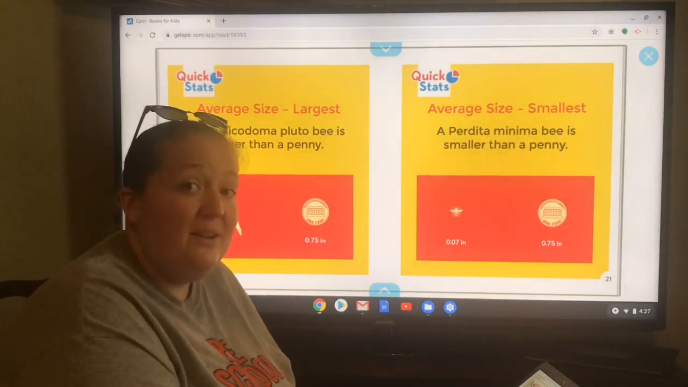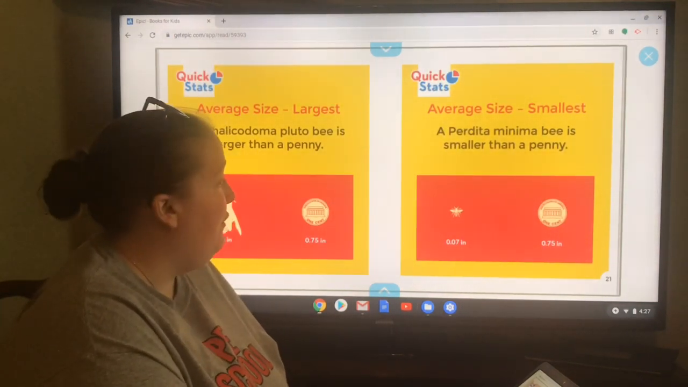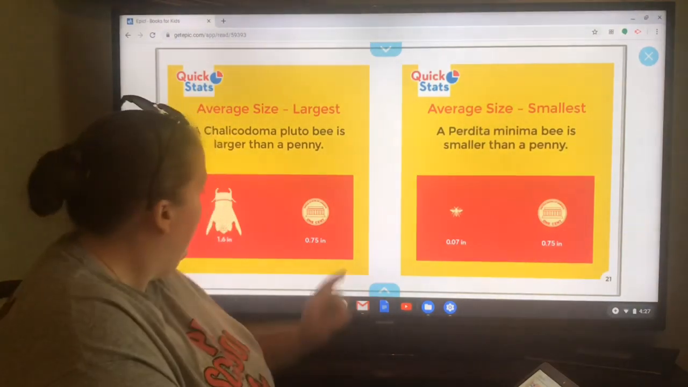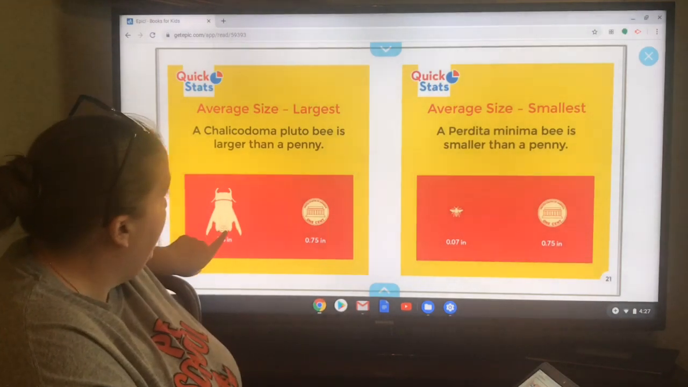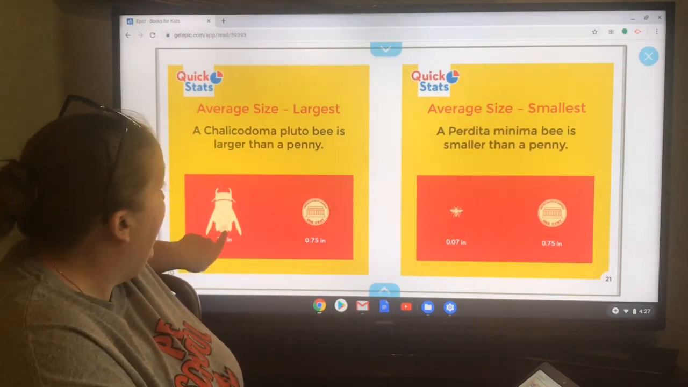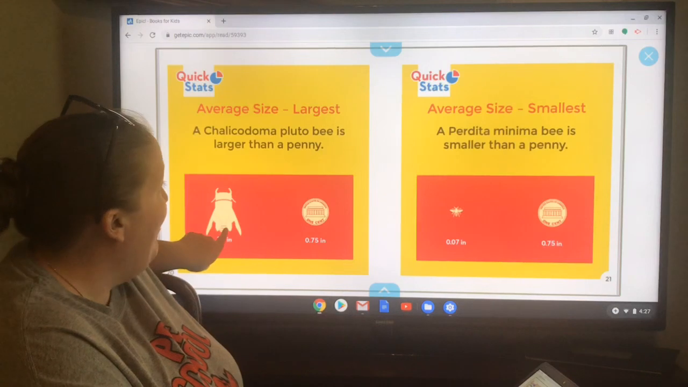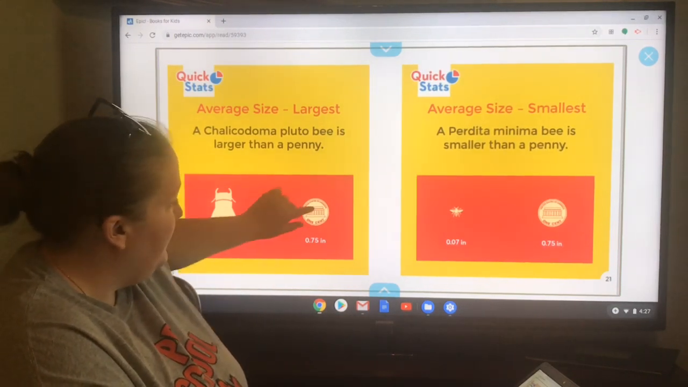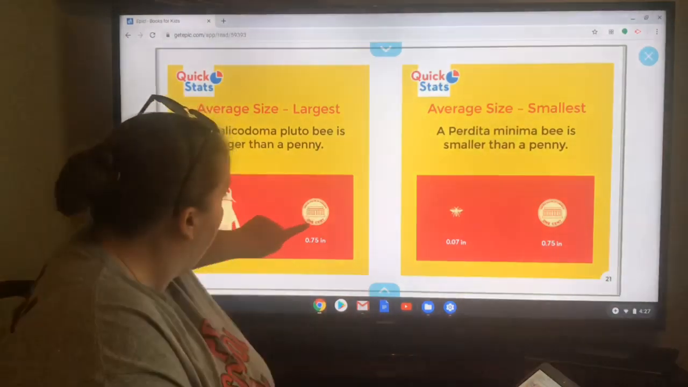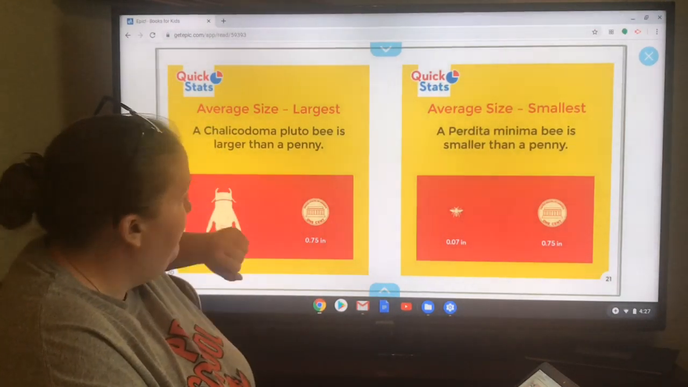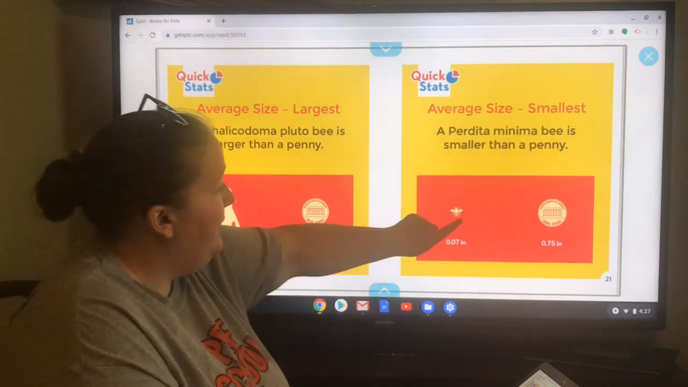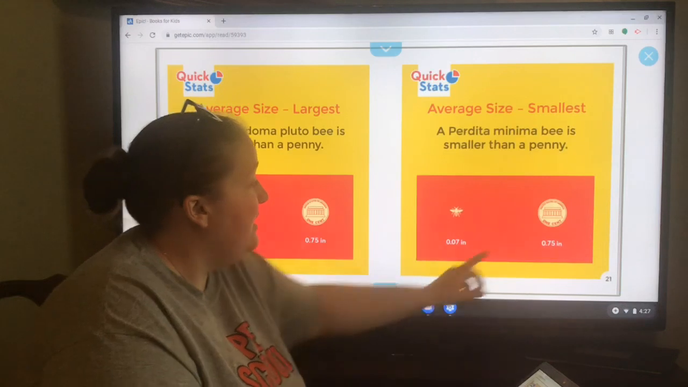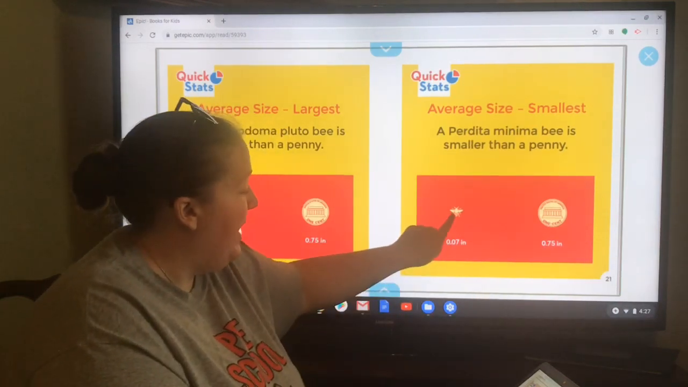All right, and the last thing we're going to talk about is the size of bees. So there are different types of bees that are different sizes. This right here is the largest type of bee. It's called a Chalicodoma Pluto bee, and it is larger than a penny. So if you imagine that this is a penny, this bee is bigger than it. This type of bee, called a Perdita minima bee, is smaller than a penny.